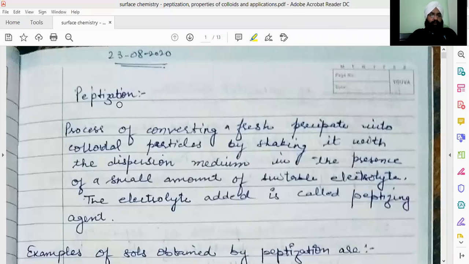Hello everyone. So we'll start with peptization. We were doing the methods of preparation of colloidal sols, and the last method discussed was peptization. So peptization is the process of conversion of freshly prepared precipitates into colloidal particles by addition of a suitable electrolyte in the presence of dispersion medium.